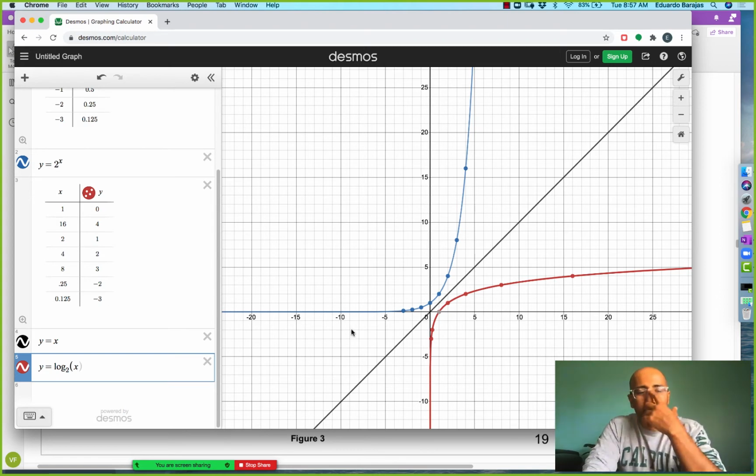Any questions so far? No? So this is 2 to the x power. This is log base 2. Good.